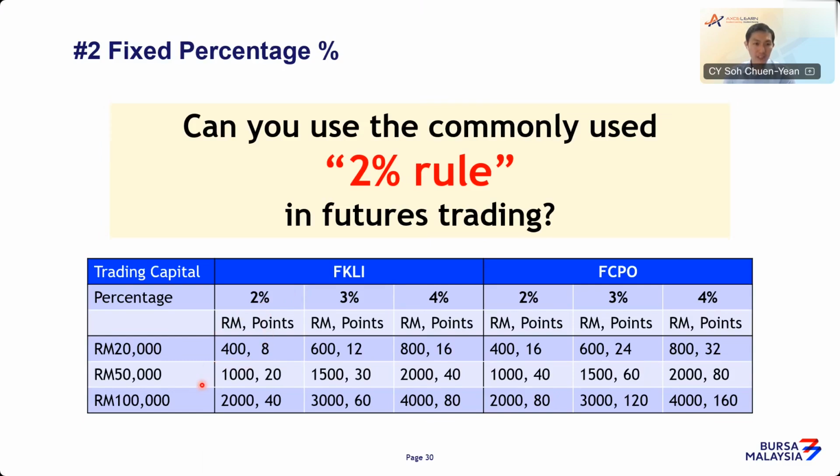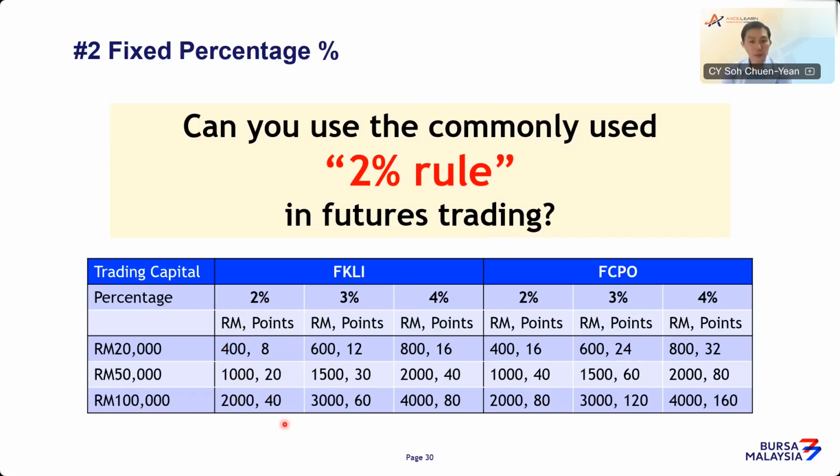If it's 2% in a 50,000 trading account, which means you are willing to take 1,000 ringgit of losses, if we convert to points, it will be 20 points. Okay, same goes with 100,000. If we take a 2% loss, that would be 2,000 ringgit of losses. Converting back to points would be 40 points in FKLI.